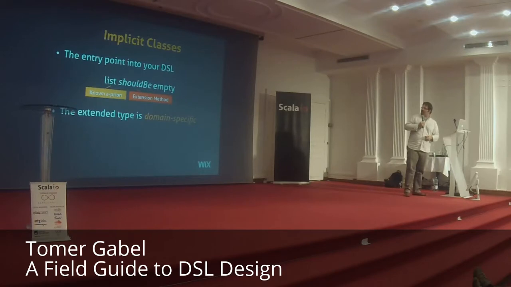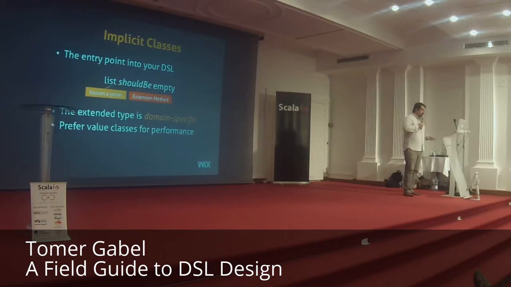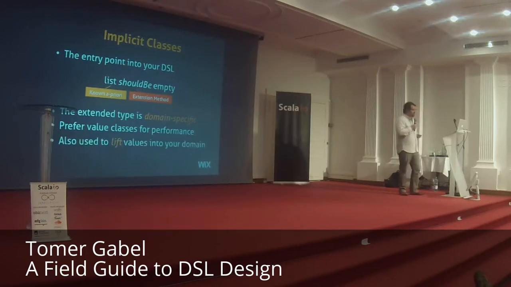The type you extend, the type of list, is domain specific. In the case of data assertions, we can assert on pretty much any piece of data. That piece of data can take any shape, right? So in our case, the type we extend is some type T. You should prefer value classes for performance sake, if you can help it. If not, depending on your DSL, it may not be an issue. And one other use case for implicit classes, which I'll demonstrate in a bit, is they're also used to lift values back into your DSL domain. I'll show what I mean by that in a few slides.